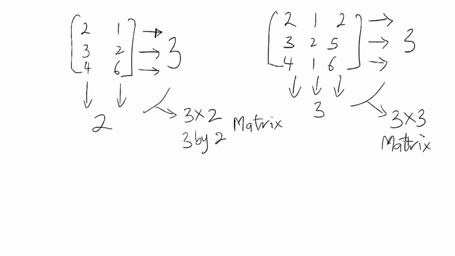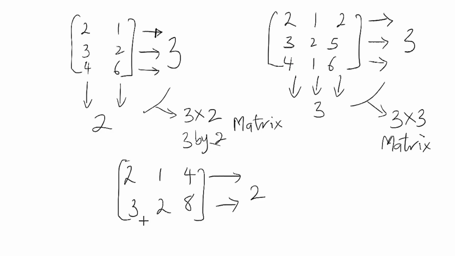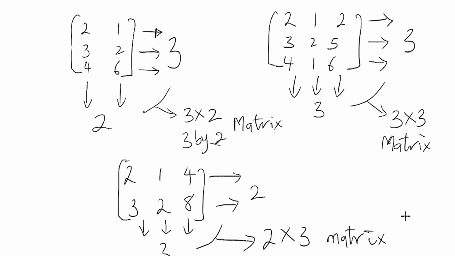Okay, this is what we call a 3 by 3 matrix. Same number of rows, same number of columns. Let's look at what a 2 by 3 matrix will look like. A 2 by 3 matrix will be 2, 1, 4, 3, 2, 8. Now, we have 2 rows and 3 columns. So this is what we call a 2 by 3 matrix, a 2 row by 3 column matrix.